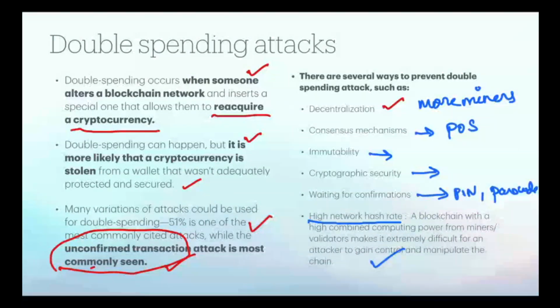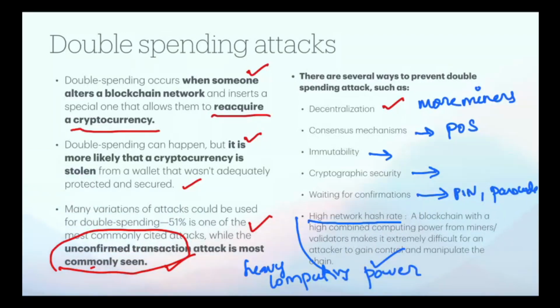High network hash rate means the hashing function should be running at a higher rate so that the number of hashes created will be more. But the main problem here is that heavy computational power is needed. Heavy computing power is the problem with high network hash rate. Using these techniques, we can avoid double spending attacks.